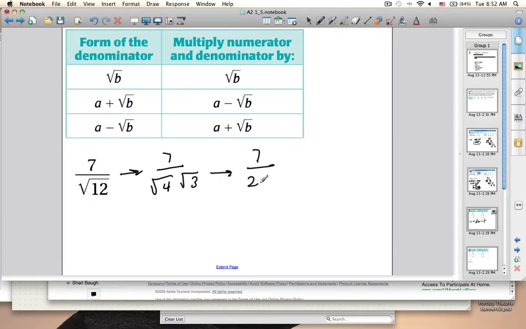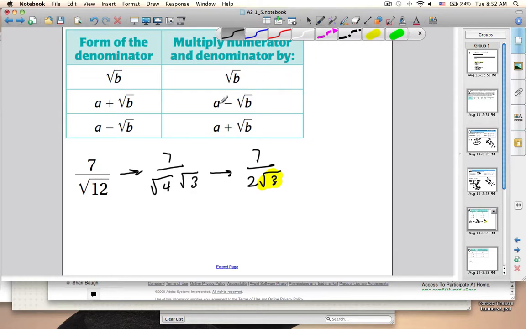And the square root of 4 is 2, and then the square root of 3 is root 3. So the first thing I did was I simplified it. And now the part I have to get rid of, the part that can't be in the denominator, is this part, the square root of 3. And up here there's a little guide for how do I get rid of it.